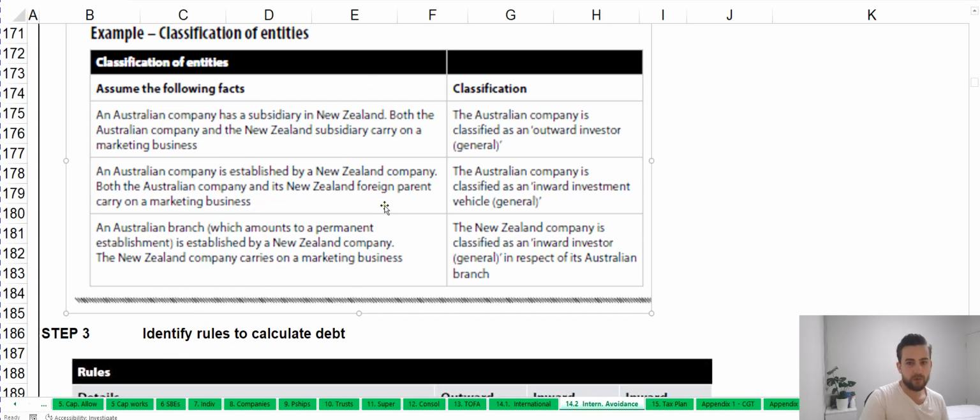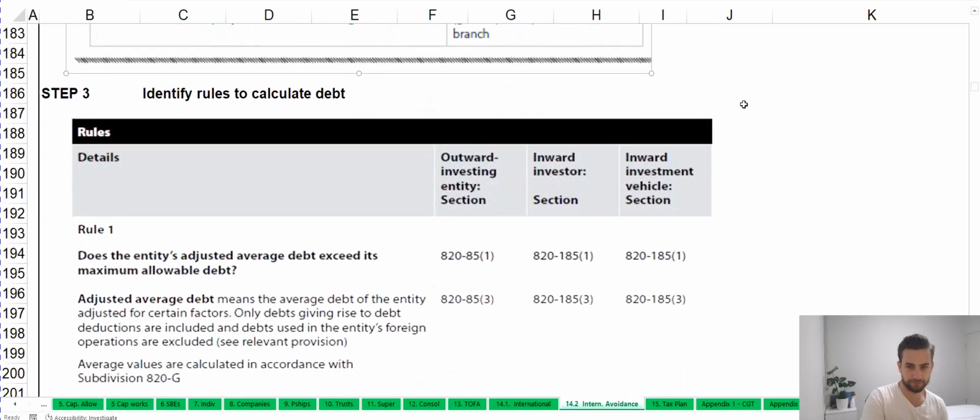business. So again, that would be New Zealand company, but the interesting thing is it's inward investor, right? It's not investor vehicle, it's inward investor. It's inward because it's heading towards Australia, and it's investor, not investment vehicle, because there's no investment entity in Australia. It's just the New Zealand one, so it's investor general. So that's basically how you do it.